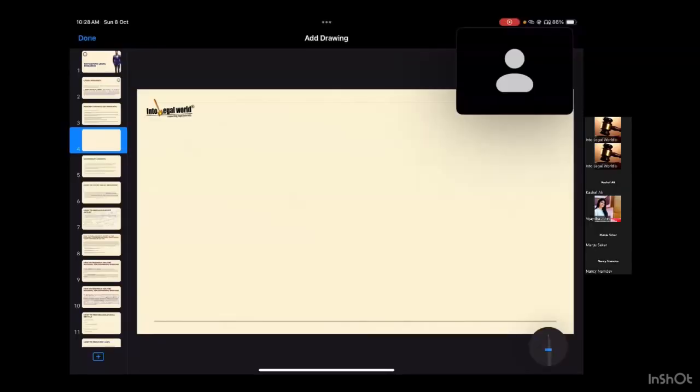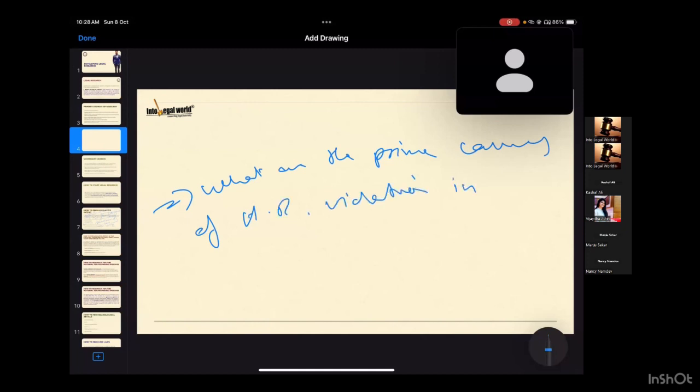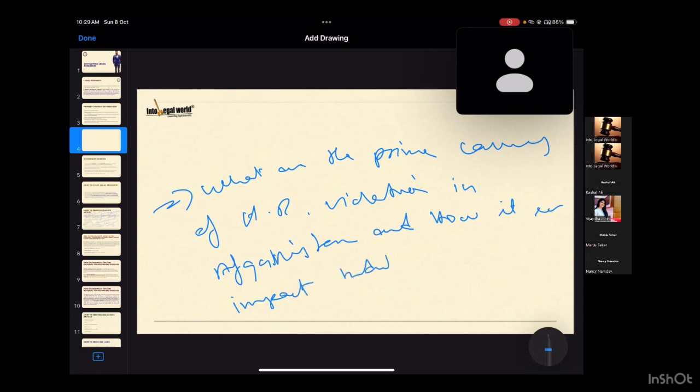All right, so we are framing the topic. Now, let's say we are to write upon human rights. Human rights के बारे में लिखना है। तो what are the prime causes of human right violation in Afghanistan, and how it will impact India? All right, is everyone able to grab it? क्या लिखा है हमने? What are the prime causes of human rights violation in Afghanistan and how it will impact India?